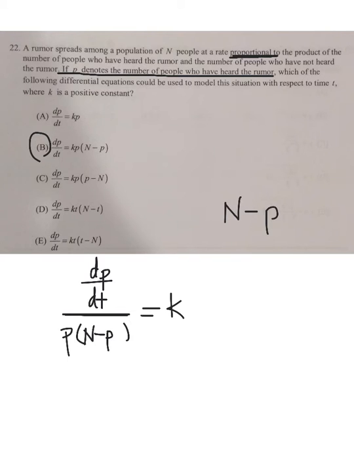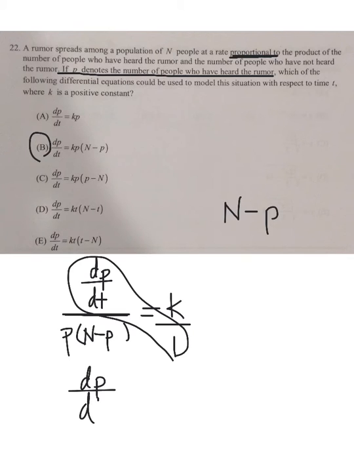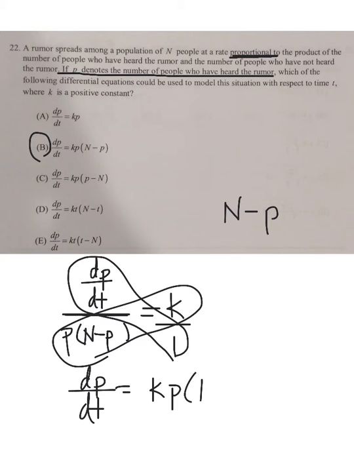Okay, so then look, the rest is a piece of cake. That was the hard part. Cross multiply. If I cross multiply this way, I get dP/dt equals, and then when I cross multiply this way, I get K times P times (N minus P), and there's your answer, choice B.